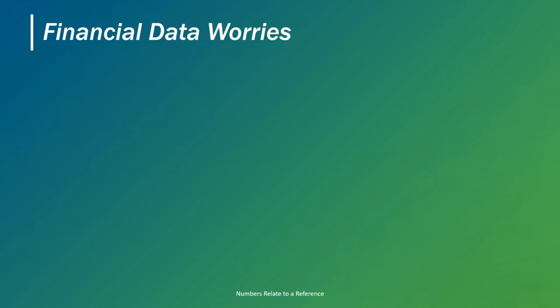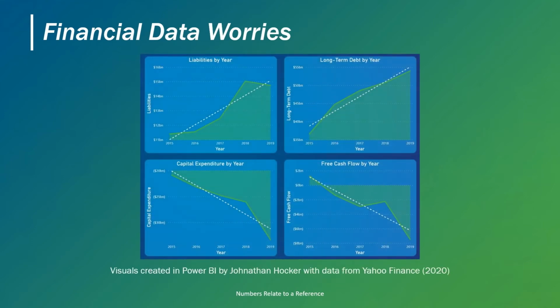Besides ratios, the company has seen liabilities and long-term debt increase year over year since 2015. The company's long-term debt has gone from $36.6 billion to $54 billion in a matter of 5 years. In the same time frame, the company's free cash flow has gone from $1.2 billion to negative $7.4 billion, a total difference of $8.4 billion.